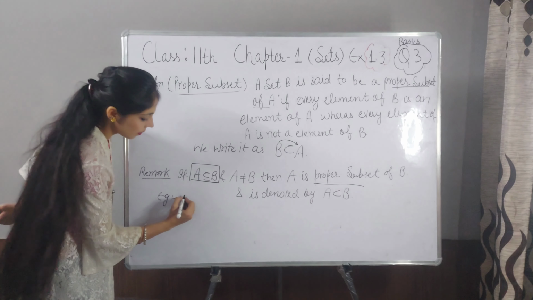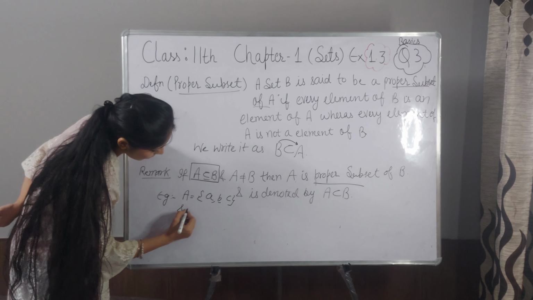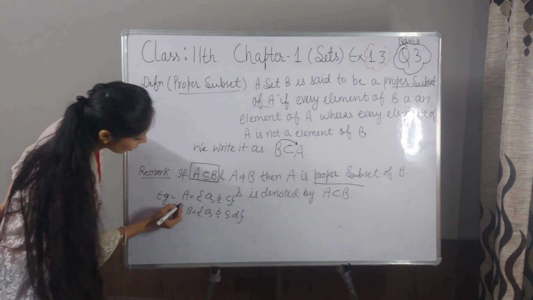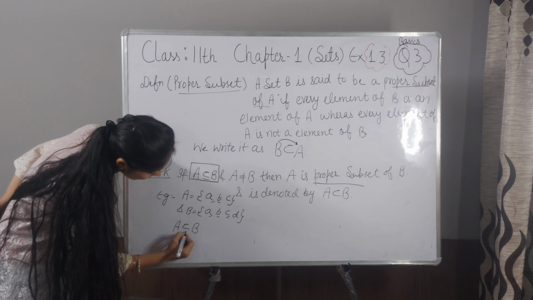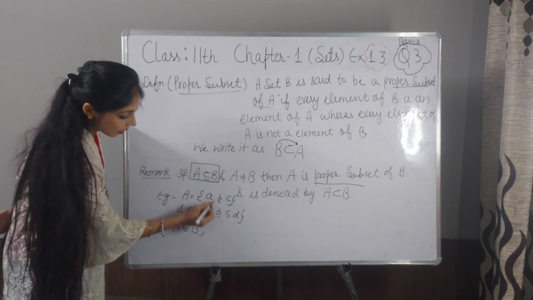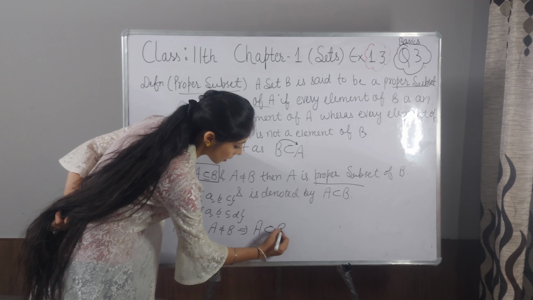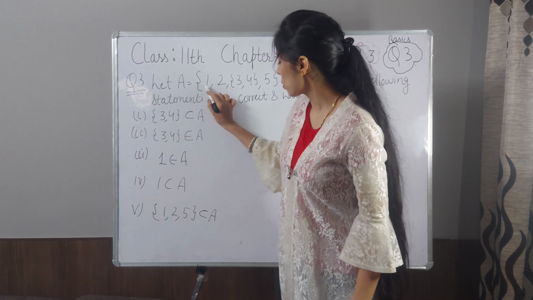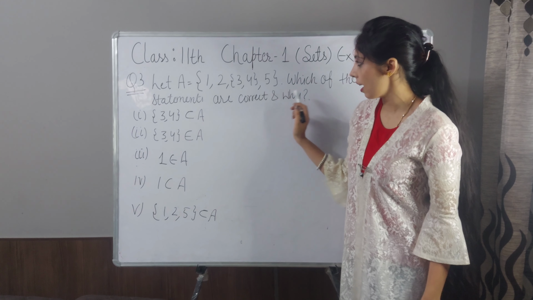Let's take some example. If we take A equal to {a, b, c} and B equal to {a, b, c, d}, here all the elements of A are elements of B. So A is contained in B and these are not equal, A is not equal to B. So we can say that A is a proper subset of B. Now question number 3: let A be equal to {1, 2, 3, 4, 5}. Which of the following statements are correct and why?